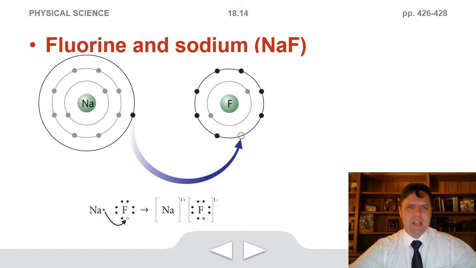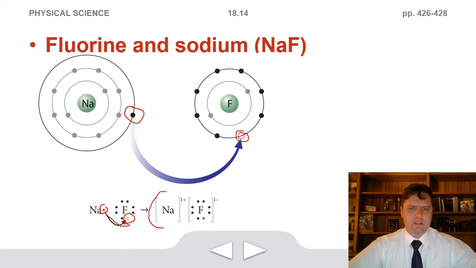Just to give you a couple of examples, here's fluorine and sodium, and you'll note that sodium has one electron in its outer energy level. Fluorine has one missing electron in its outer energy level, and so here's a case in which sodium's one dot comes in and fills in to make the 8th dot for fluorine.